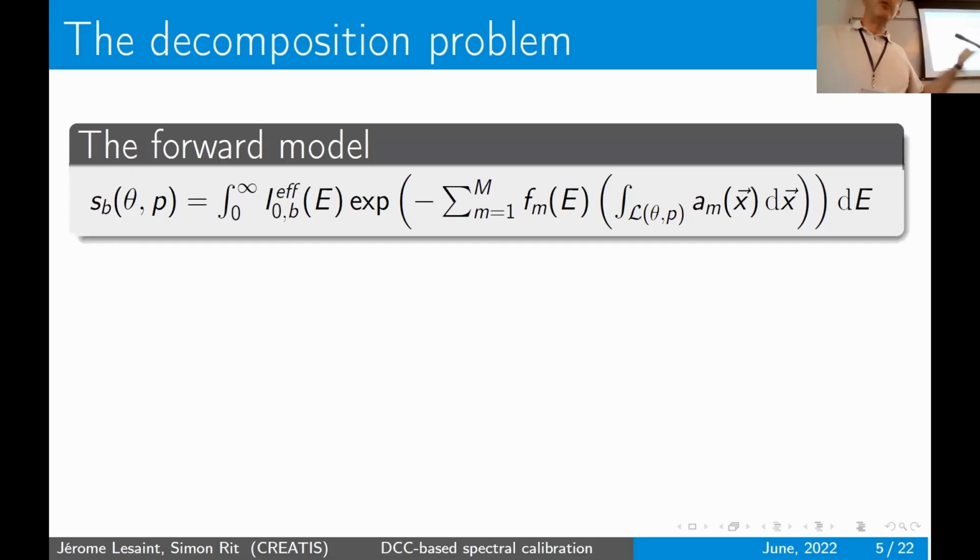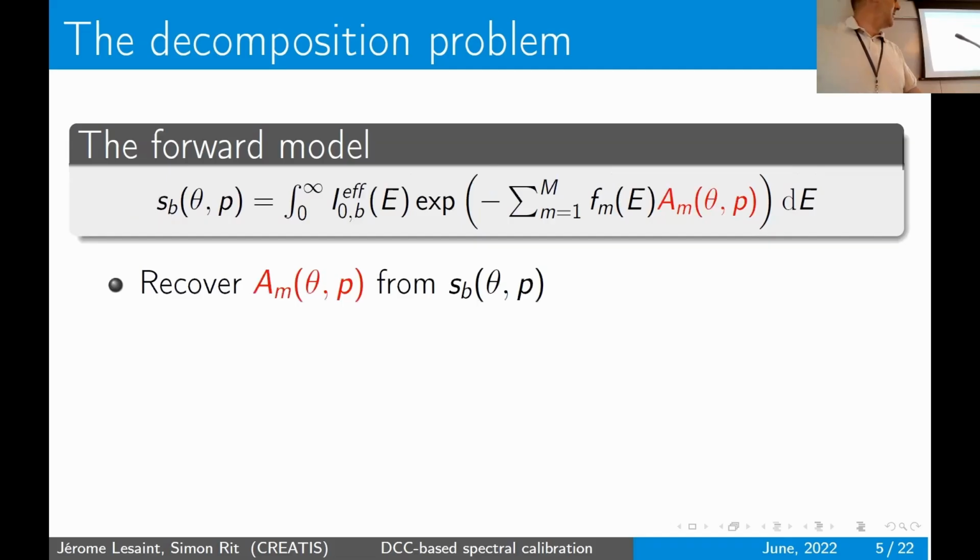Now this is the forward model, and the decomposition problem consists in decomposing the energy sinogram SB into the material-specific sinograms. We don't want to recover the AM maps, the spatial maps, directly, but only those line integrals. So we want to recover the material sinograms AM from the energy measurement SB. This is an inverse problem: we have this forward problem and we want to invert it.